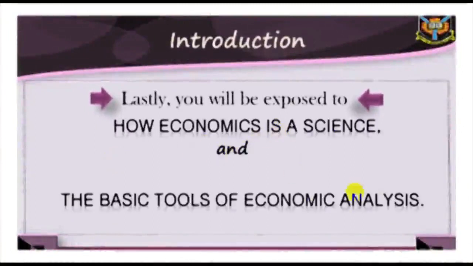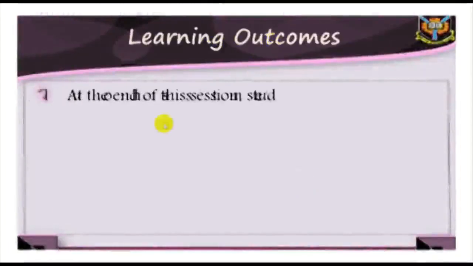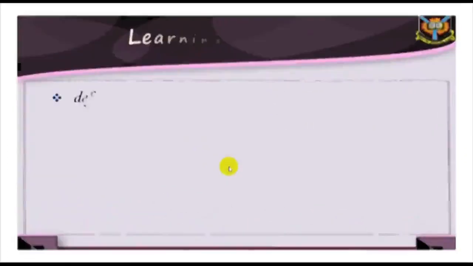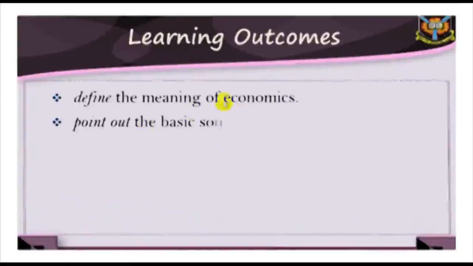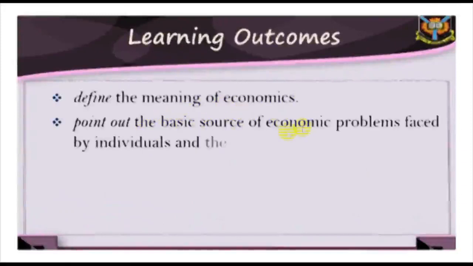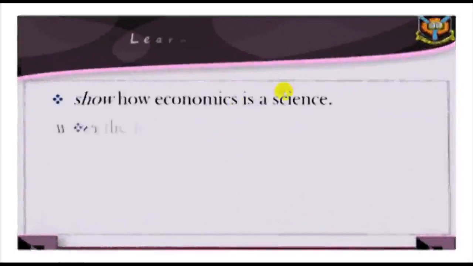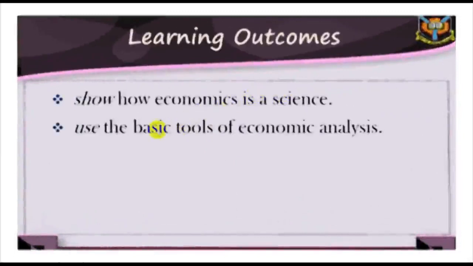Learning outcomes. When you have studied this session, you should be able to: 1. Outline the historical development of economics as a field of study. 2. Define the meaning of economics. 3. Point out the basic source of economic problems faced by individuals and the society. 4. Show how economics is a science. 5. Use the basic tools of economic analysis.